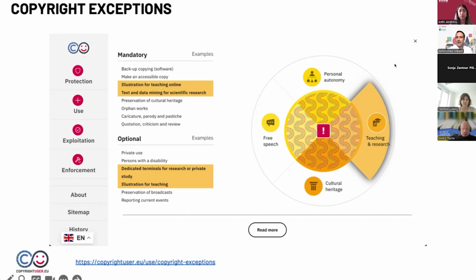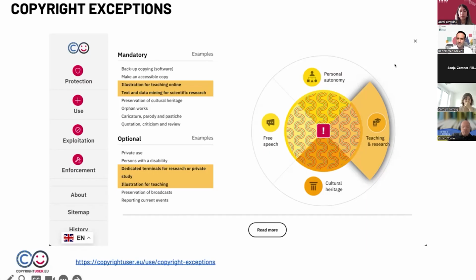And there are also cultural heritage justifications. So there are exceptions that allow, for example, a museum to copy something in their collection for preservation purposes. So one of the problems with exceptions is that their scope can be uncertain, and also there are territorial differences, right?